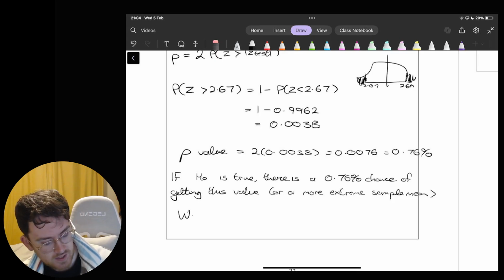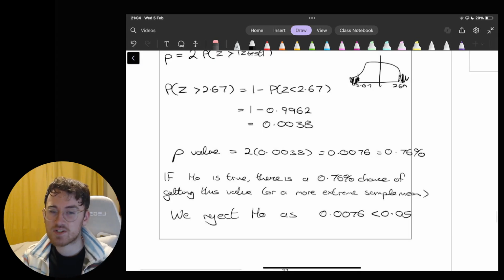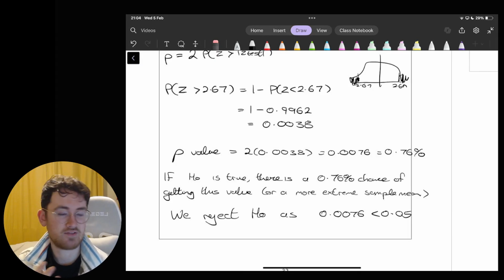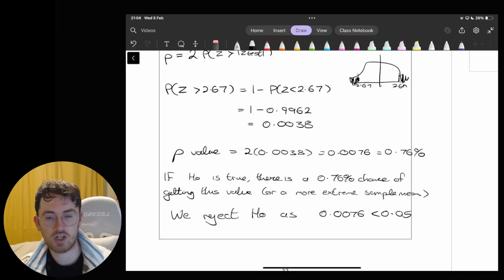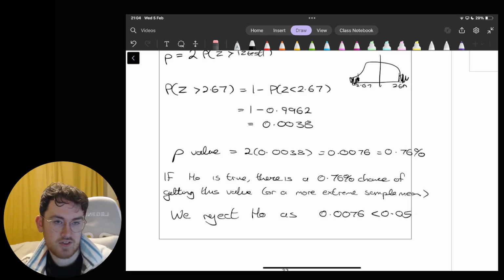So because of that, we would reject the null hypothesis as 0.0076 is less than 0.05. We're only willing to accept a 5% chance, the 5% level of significance, and because it's so much lower than that, we're going to reject the null hypothesis. There's a very, very small chance that this value could be down to chance, or just being a fluke, because it's such a low probability of it happening. So we reject the null hypothesis.